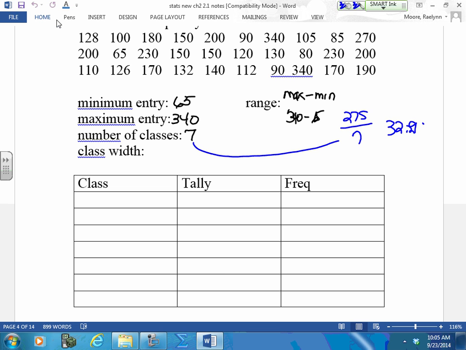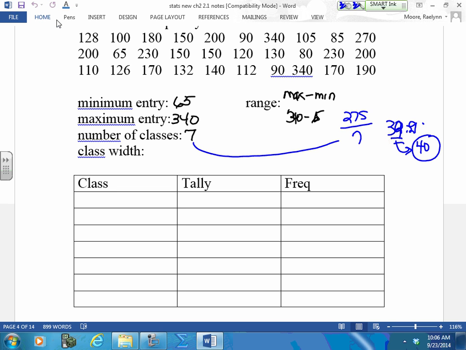Now, the deal is, we always round up to the next whole number. 39, 59, thank you. Round up to the next whole number. So what's it going to be? 39. But round up to the next whole number. Always. Don't use your rule of rounding. If you use your rule of rounding, you could possibly miss your last piece of data.